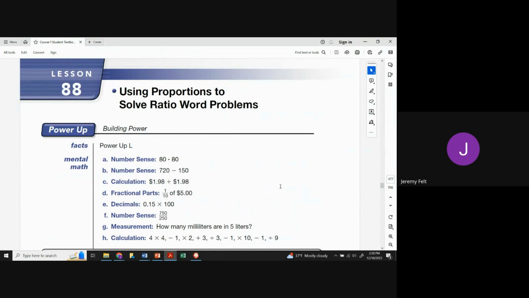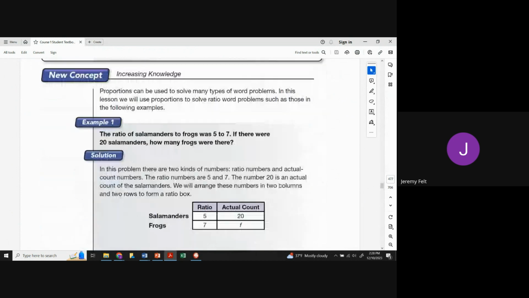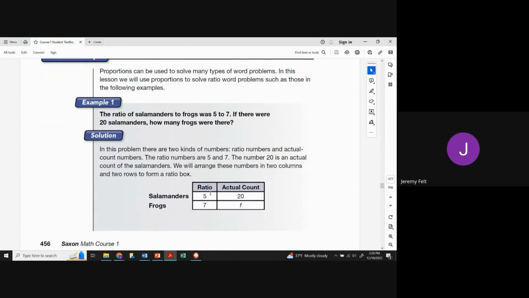Okay, this is lesson 88. We're using proportions to solve ratio word problems. So we've done our ratio boxes for a long time. We have a ratio that we're given, okay, 5 to 7. So there's our ratio. Our actual count, we were told there were 20 salamanders. We're comparing salamanders to frogs. 5 to 7, 20 to F. Unknown. That's what we want to figure out.